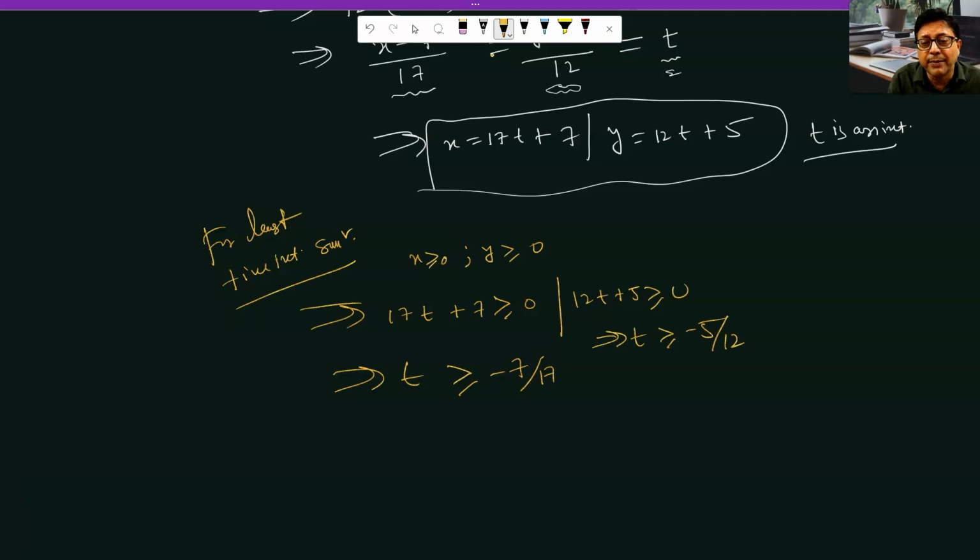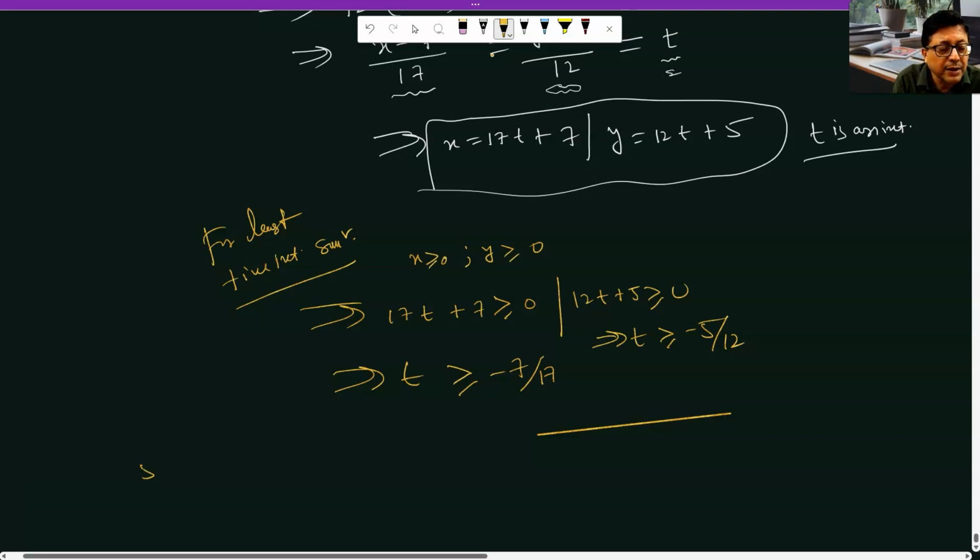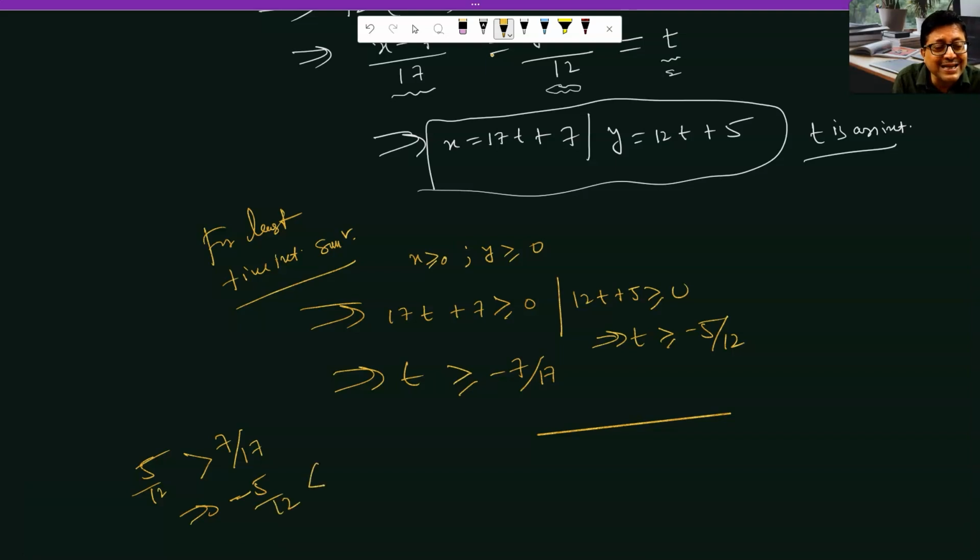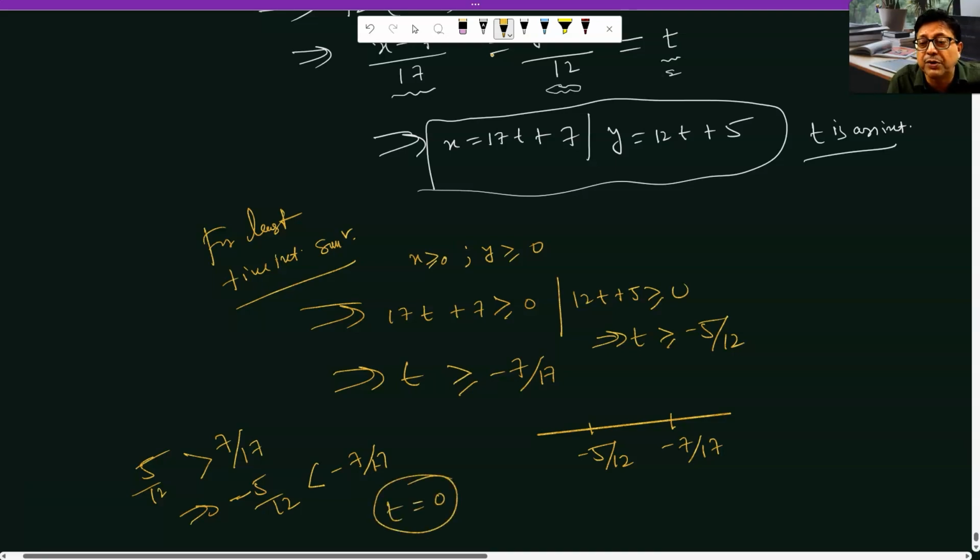Clear? So on the number line, which one is larger? 5 by 12 is larger than 7 by 17. Am I correct? So if you multiply by the negative sign, minus 5 by 12 will be less than minus 7 by 17. So minus 5 by 12 will be lying here, minus 7 by 17 on the number line. So t greater than minus 7 by 17 and greater than minus 5 by 12 means the least integer value is going to be equal to 0. T is going to be equal to 0. Clear?